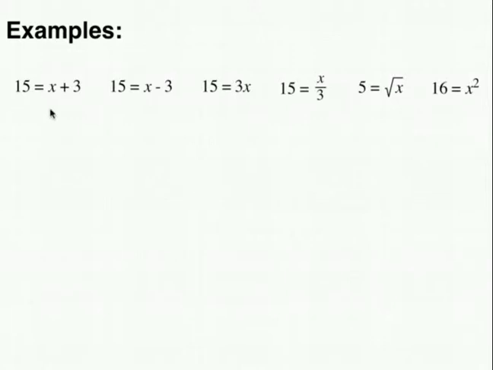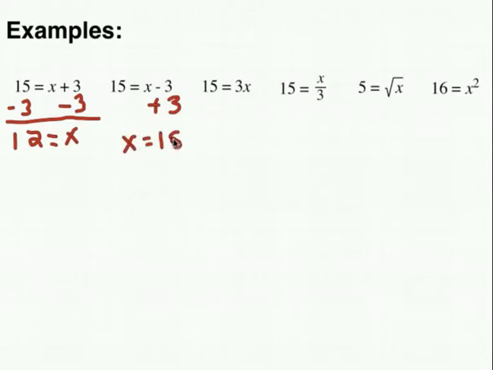In the first equation, what we want to do is take 3 away from each side. We subtract 3 from the one side and we get 12. We subtract 3 from the other side and we're left with just x. In the next one we want to add 3 to each side. So in this case we would have x equals 18.